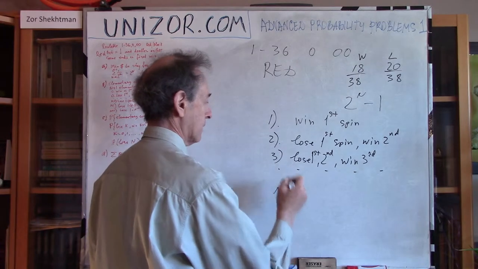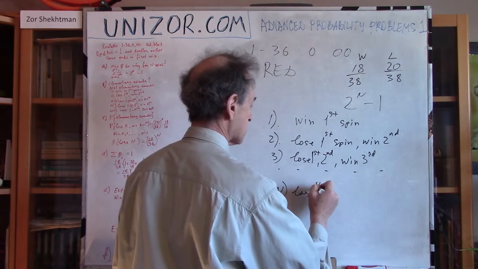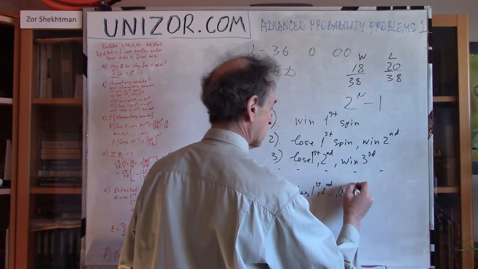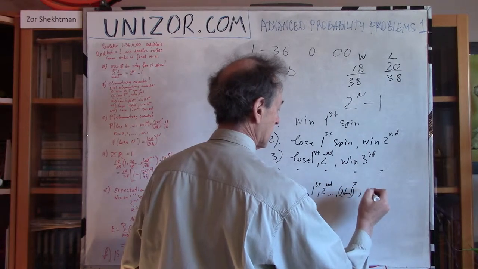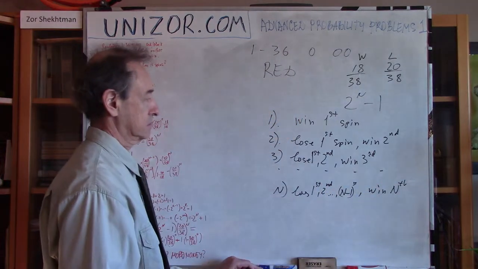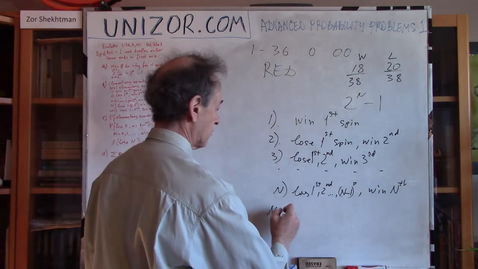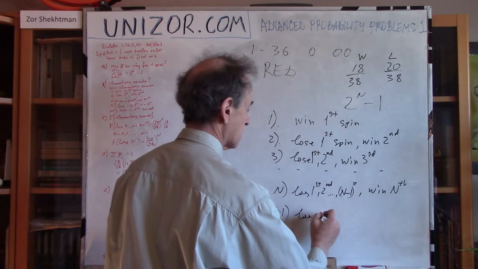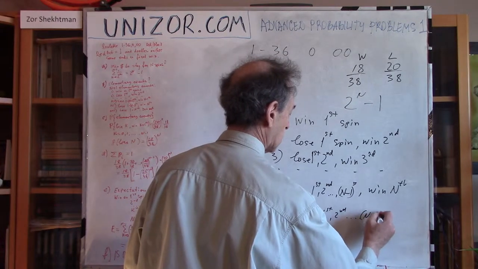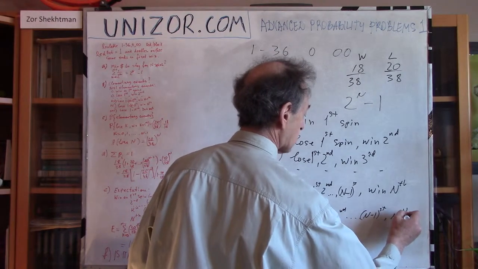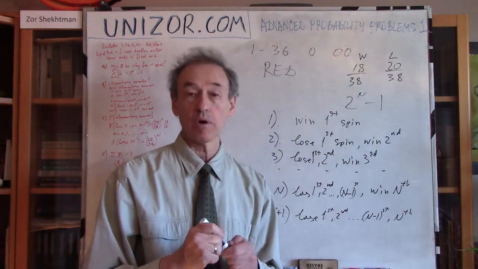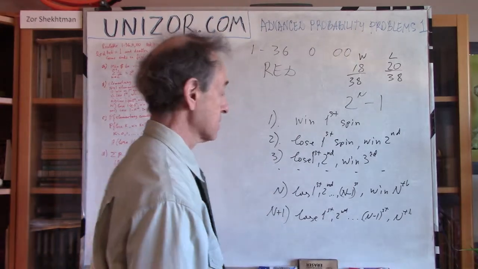Event number N, you lose first, second, etc., N minus first game, and then you win the Nth. And finally, event number N plus 1, you lose first, second, etc., N minus first, and Nth game, the very last game you end. And that's also the end of the whole game, because you don't have any more money. You're running out of money, which means this is the end of the game.